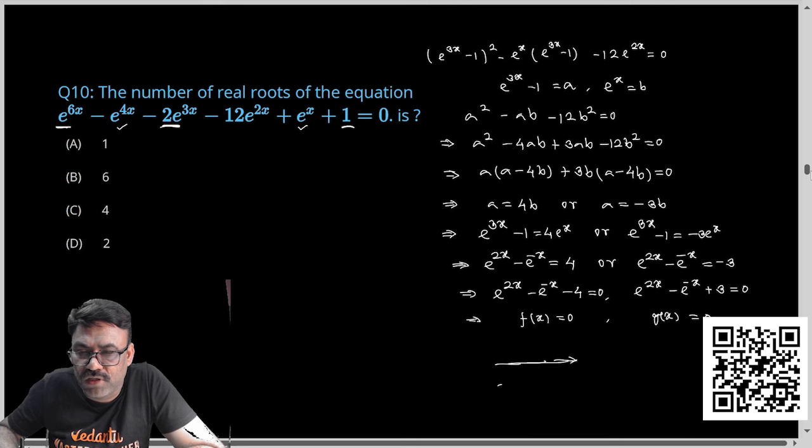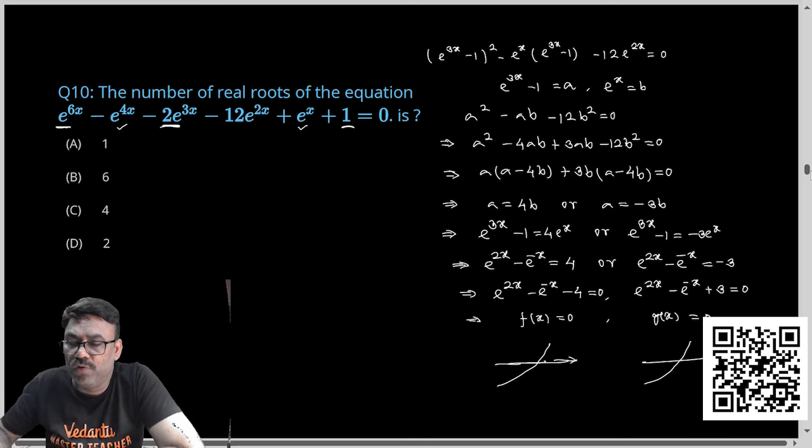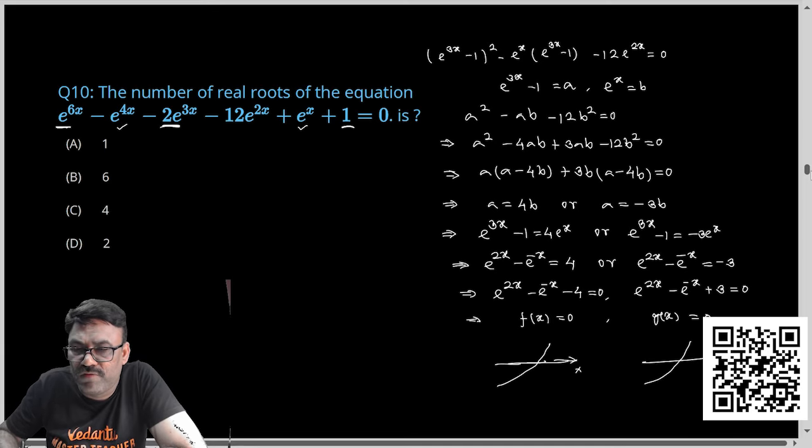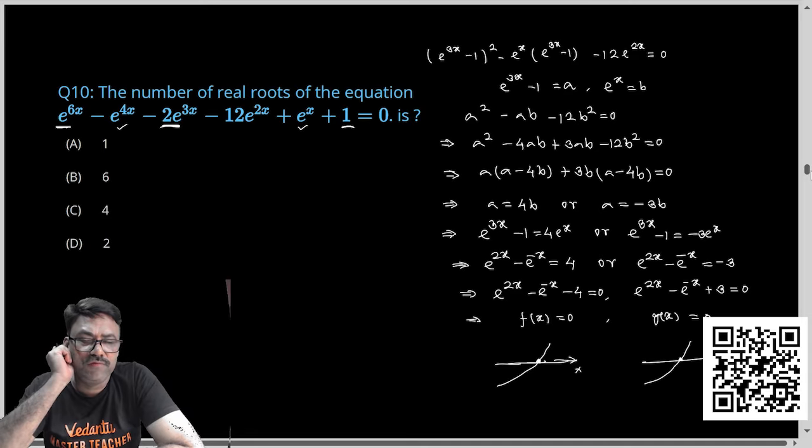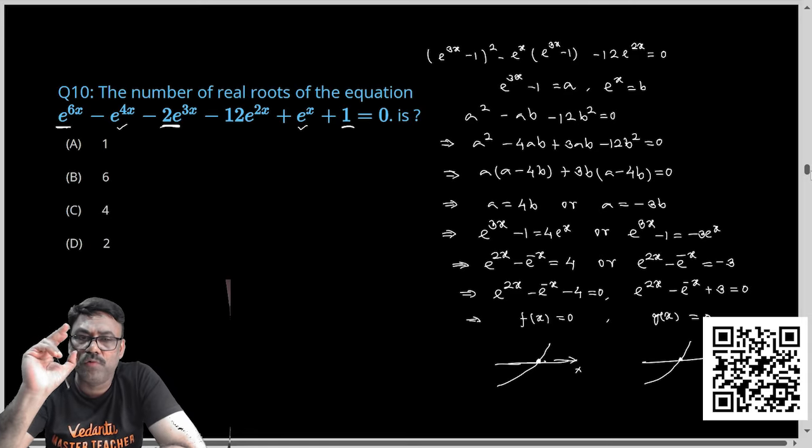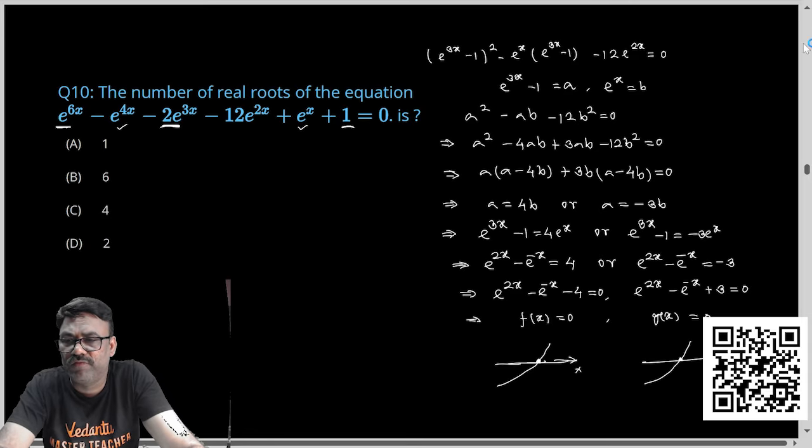So let's say this is the graph of f(x), and this is the graph of g(x). Both are increasing, so both will cut the x-axis at exactly one point. Means the first equation will give you exactly one root. The second equation will also give you exactly one root. So both the equations give you one root each, hence the total number of roots will be 2. Means option B is the correct option here.